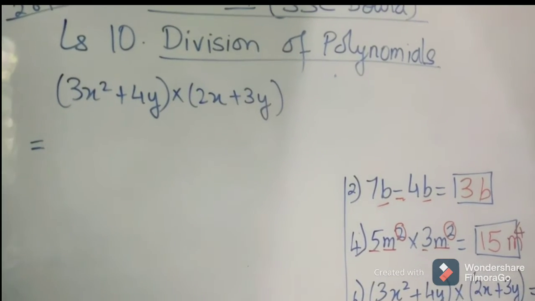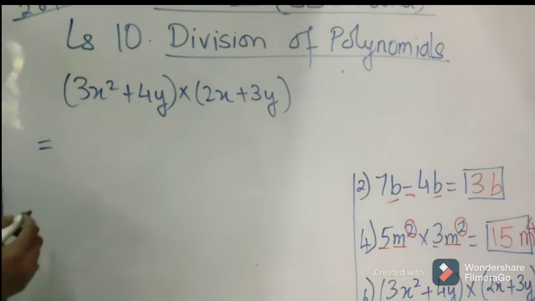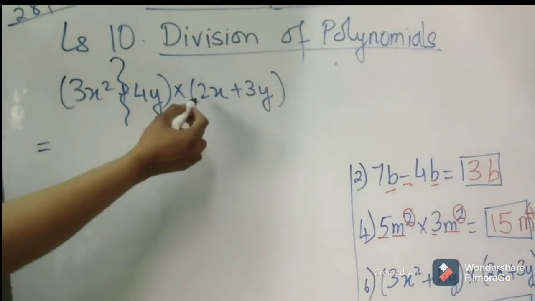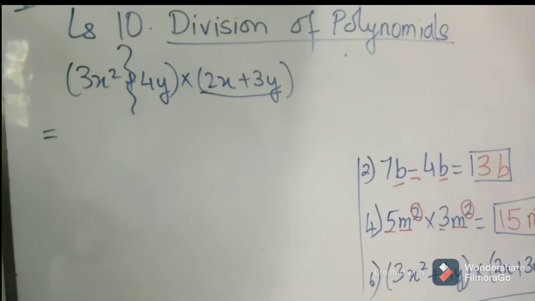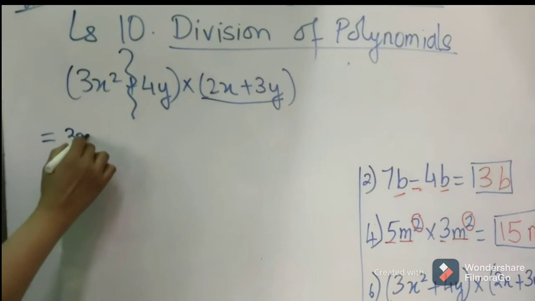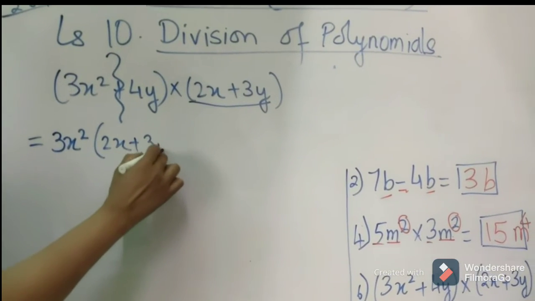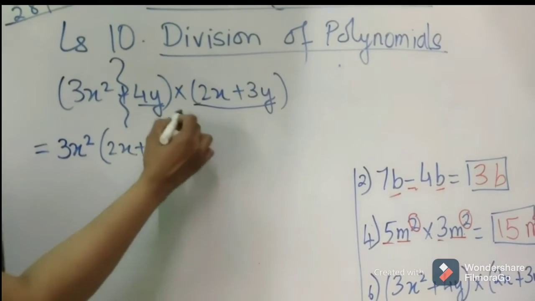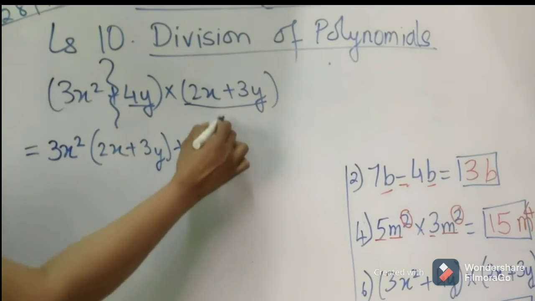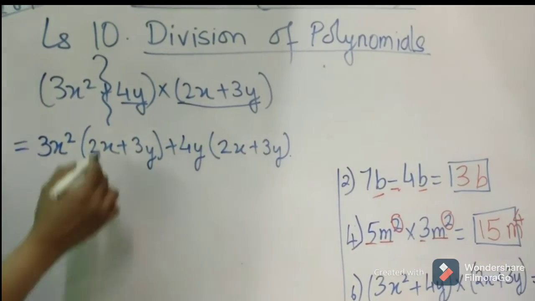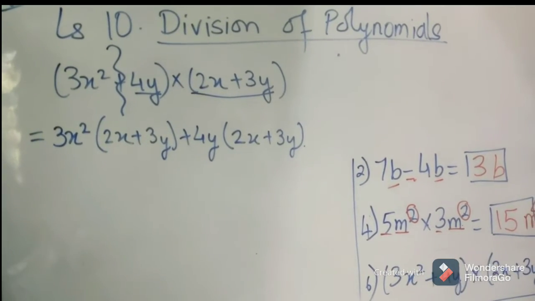Okay, now here I have to solve the sixth sum. So what I'm going to do is I'm going to break the first box, and I'm going to keep the second box as it is. So I'm writing 3x square. I'll write the second box 2x plus 3y. Then I'll write the second part of the first box, and then I'm writing the second bracket again. So this is how I break my first bracket.